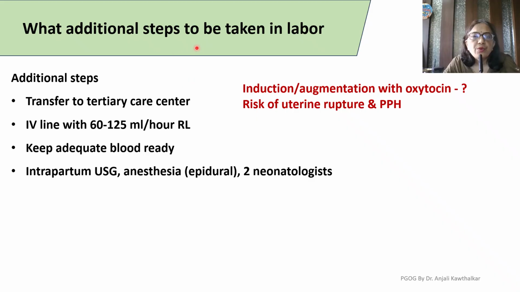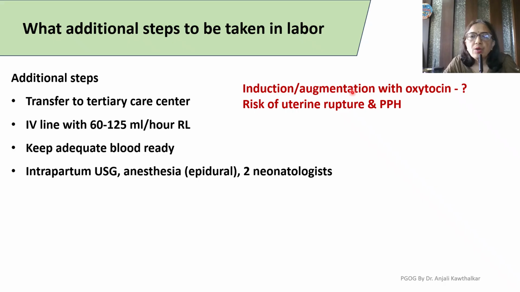What additional steps do we have to take whenever a patient is in labor? The patient should be transferred to a tertiary care center with all the facilities. An IV line should be there and slow IV fluids are to be given. Adequate blood should be kept ready. Intrapartum ultrasonography facility, anesthesia facility, and there should be provision of 2 neonatologists.